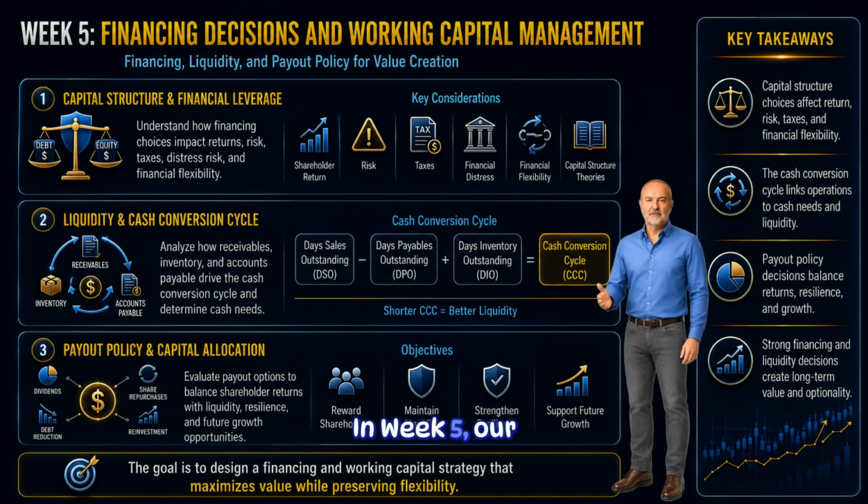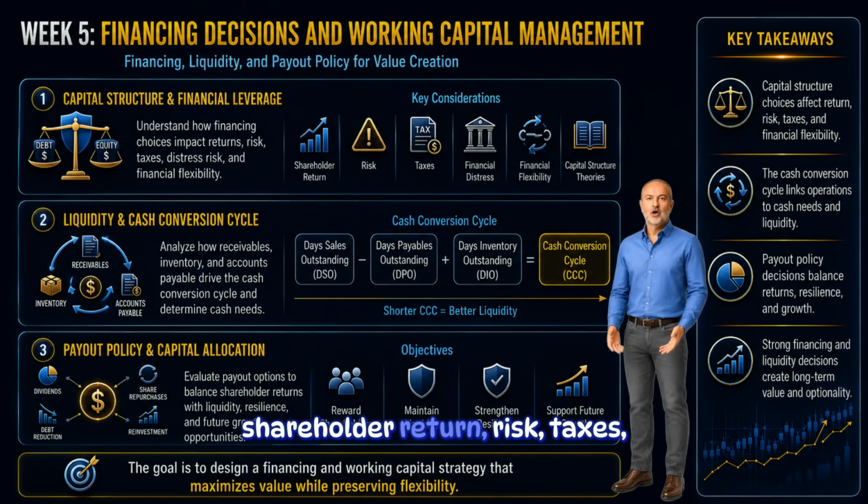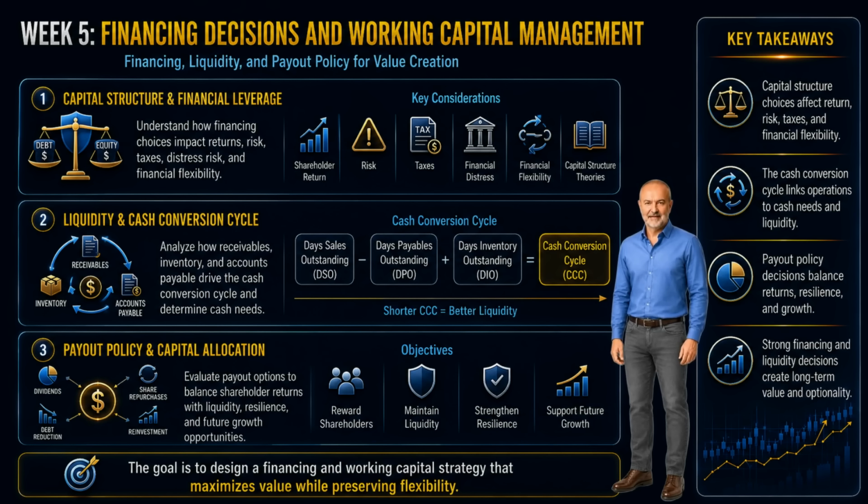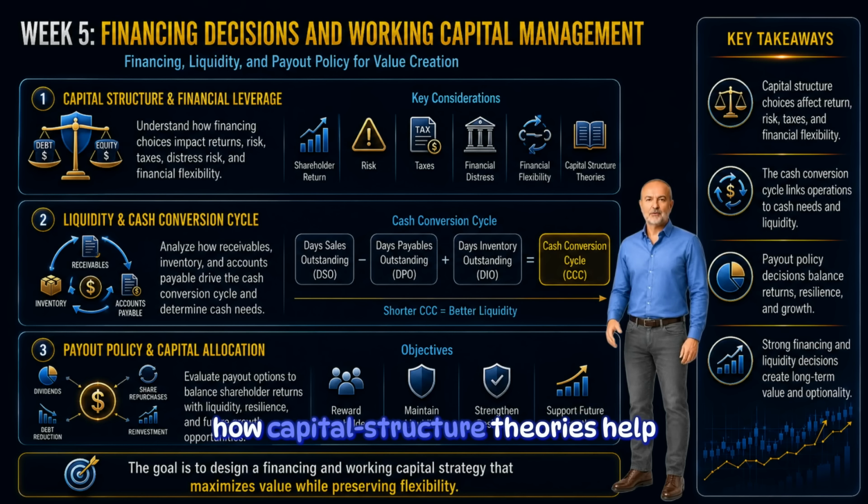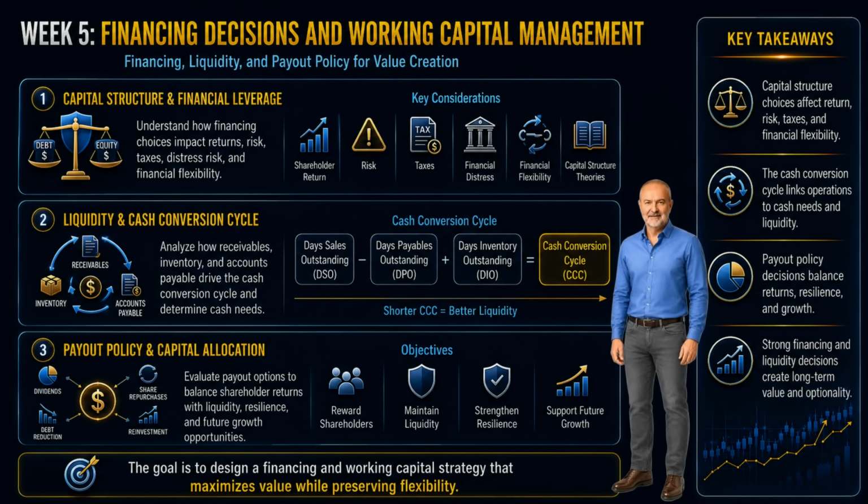In Week 5, our focus shifts from deciding where to invest to deciding how the company should finance its operations and manage its short-term resources. You will examine the effects of debt, equity, and financial leverage on shareholder return, risk, taxes, financial distress, and financial flexibility. You will also consider how capital structure theories help explain actual corporate financing choices.